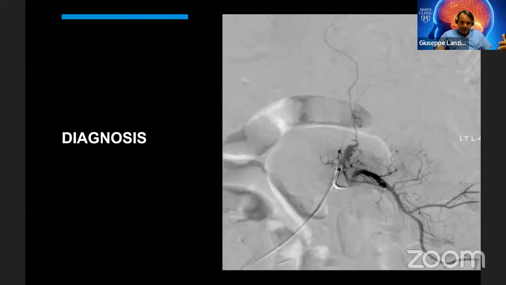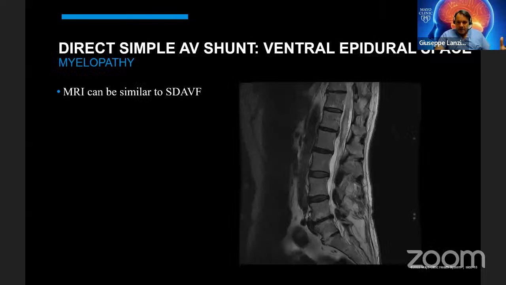So the diagnosis, again, nowadays, usually these patients come in with an MRI. And as I said, if you have retrograde venous drainage, spinal venous drainage, the findings are really impossible to distinguish from the classical, more common type 1 dural AV fistula.